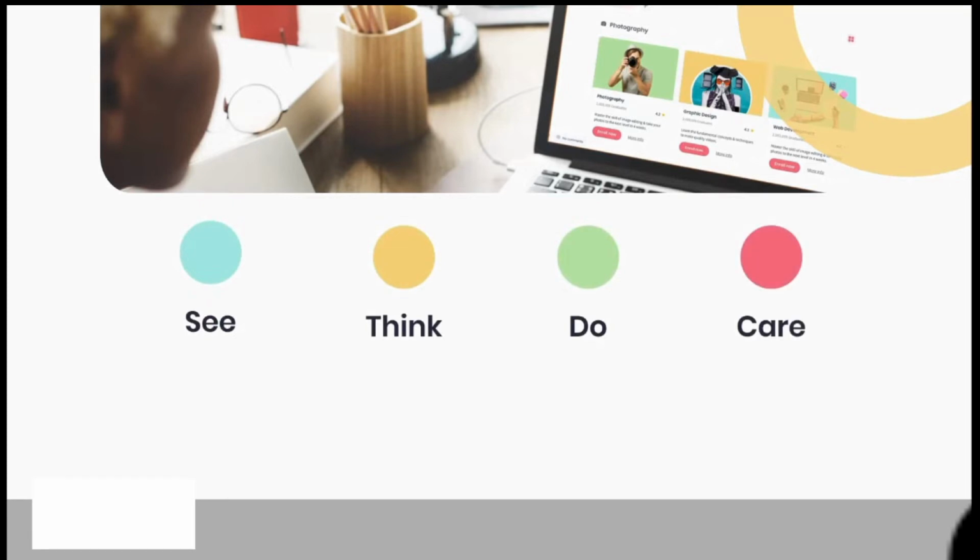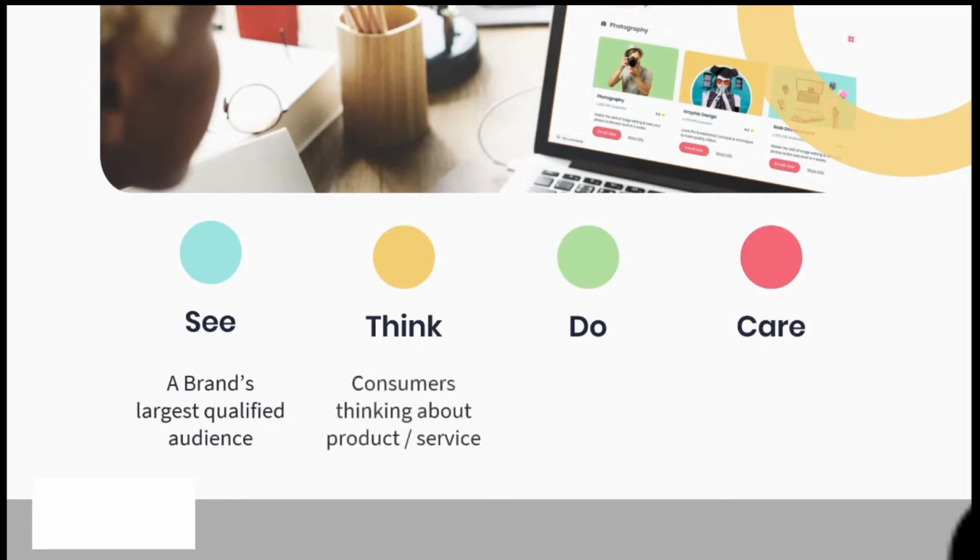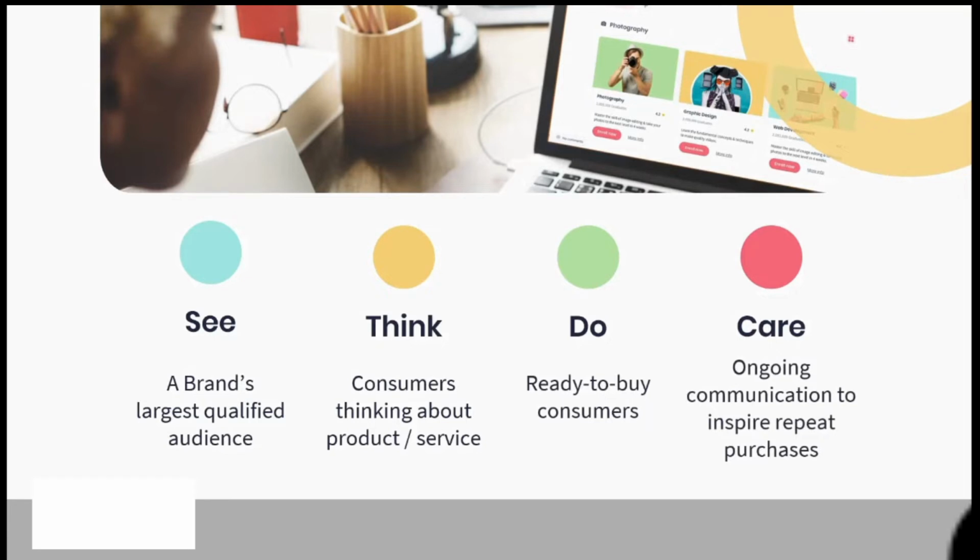Then we have the See, Think, Do, and Care model, which is something that has been pioneered by Avinash Kaushik and Mark Graham. Again, similar to previous models, though this takes retention into account. Starting with See, this entails a brand's largest qualified audience. We'll go through an example just now so you can see this. In Think, it's the segment of consumers that are thinking about that particular product or service. Do is consumers who are ready to buy that product or service. And then Care is ongoing communication to inspire repeat purchases and loyalty, otherwise known as retention.